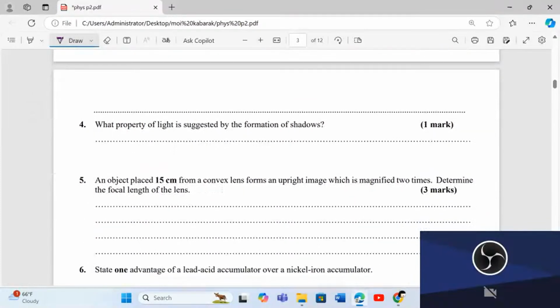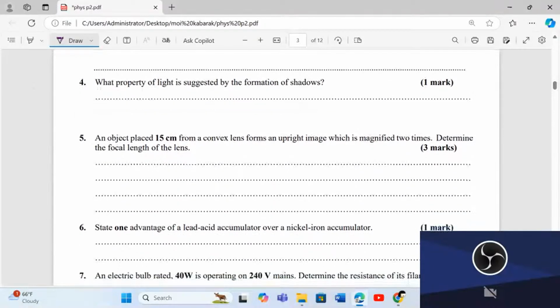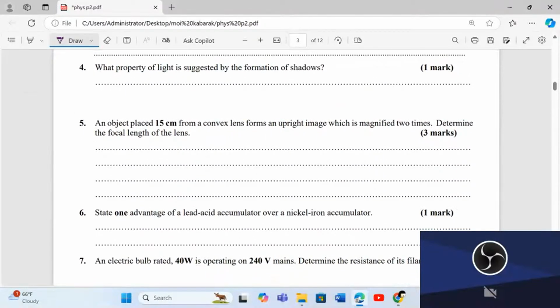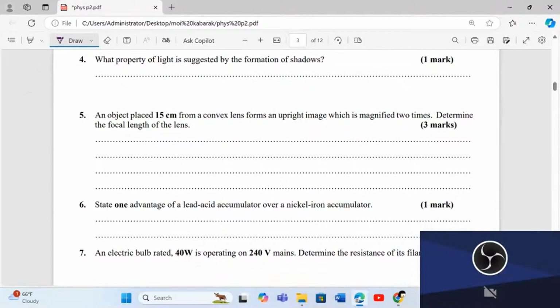What property of light is suggested by the formation of shadows? Shadows are formed when light rays are blocked by an obstacle. A property that is being investigated in the formation of shadows is that light travels in a straight line, where we can say rectilinear propagation of light. We can say rectilinear propagation of light.